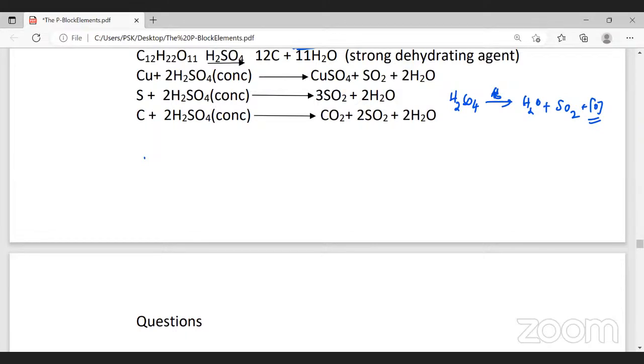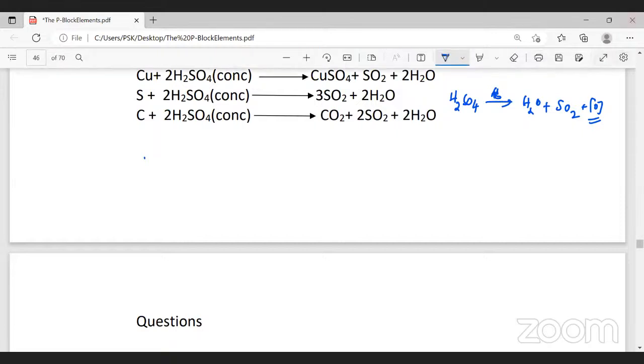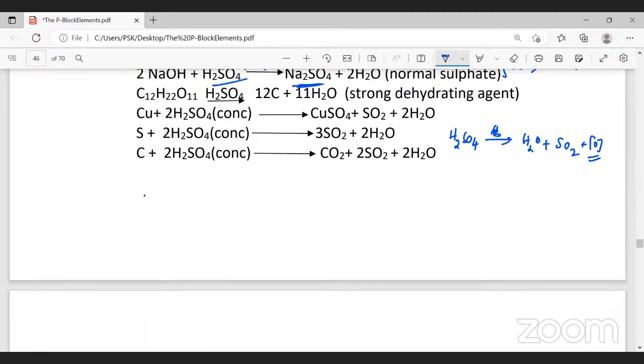Now, copper, the charge on copper is 0. Now, when copper is treated with sulfuric acid, it gets a charge of plus 2, from 0 to plus 2. Whenever there's an increase in charge, copper is oxidized to copper sulfate.